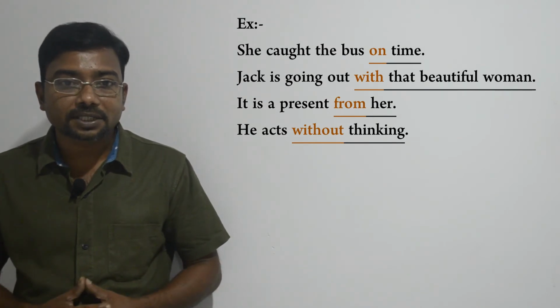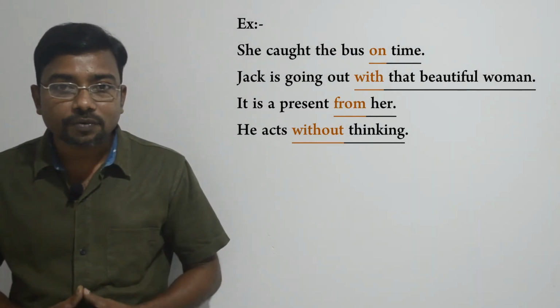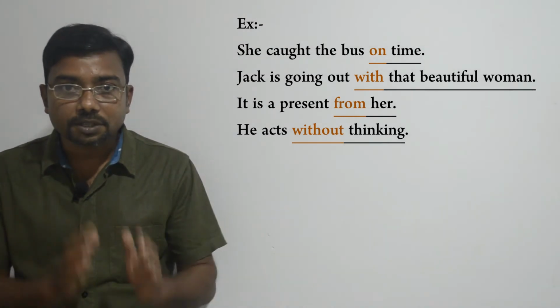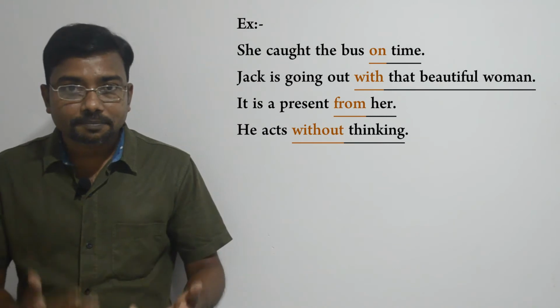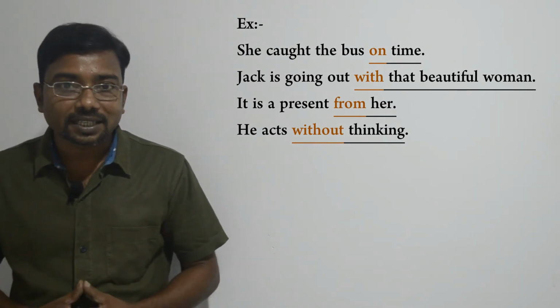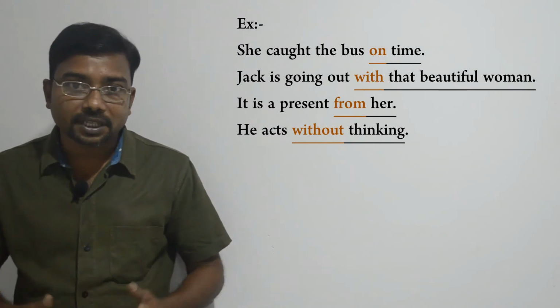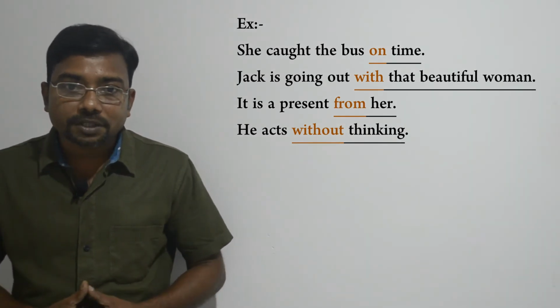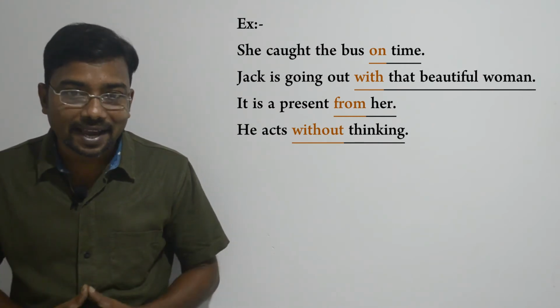Okay, let's talk about the last example. He acts without thinking. Here, without thinking is the prepositional phrase because it also begins with the preposition without. And here thinking is the object of the preposition. Here the object acts as a gerund. This also gives information about how he acts.